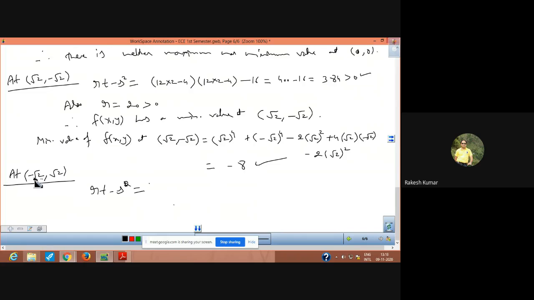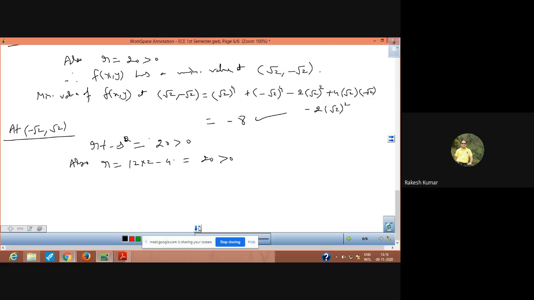यस. अब आपने माइनस स्क्वायर रूट टू और स्क्वायर रूट टू पर rt minus s square चेक करना है, और इसकी वैल्यू फिर दोबारा से 20 ही आएगी. You can check. Also we need to calculate the value of r for this point, and the value of r again comes out to be 12 into 2 minus 4, that comes out to be 20 greater than 0. अब देखिए ध्यान से, जब rt minus s square तो बड़ा ही होना चाहिए जीरो से, लेकिन अगर उसके साथ r भी जीरो से बड़ा आ जाए तो वो पॉइंट ऑफ मिनिमा होता है.